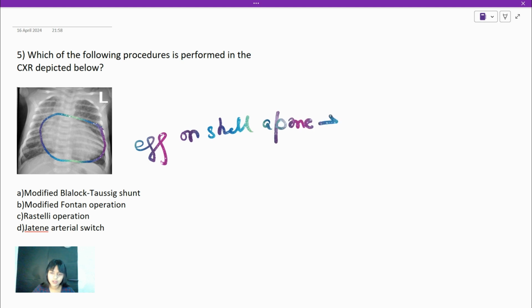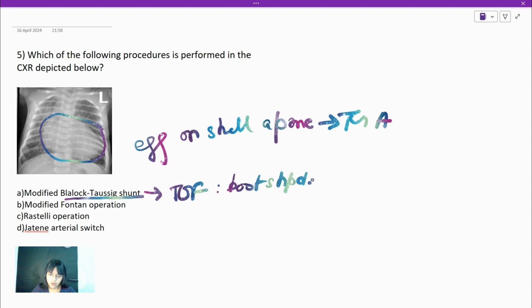Okay, and where do you find the egg on string appearance? Of course, TGA, that is transposition of great arteries. So what students tend to do, by seeing this type of question, is jump onto Blalock-Taussig shunt, BT shunt. Why? Because the majority of you know only this. This is done in case of what? TOF, tetralogy of Fallot, right? All of you know this, so you feel this is going to be your answer without seeing the chest X-ray. Okay, so this is egg on string, and in TOF what do you get? Of course, boot-shaped appearance. Okay, right? So egg on string appearance, what is your diagnosis? This is a case of TGA.